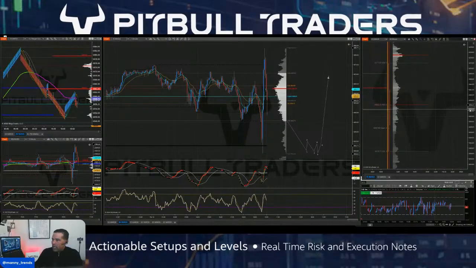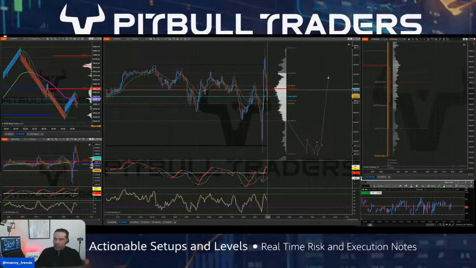And we're just chopping around between the 24-hour VPOC and the 24-hour, trading below the VWAP. So here's what I'm gonna do. I'm gonna take a shot down at 42s. So that's trade setup number one.